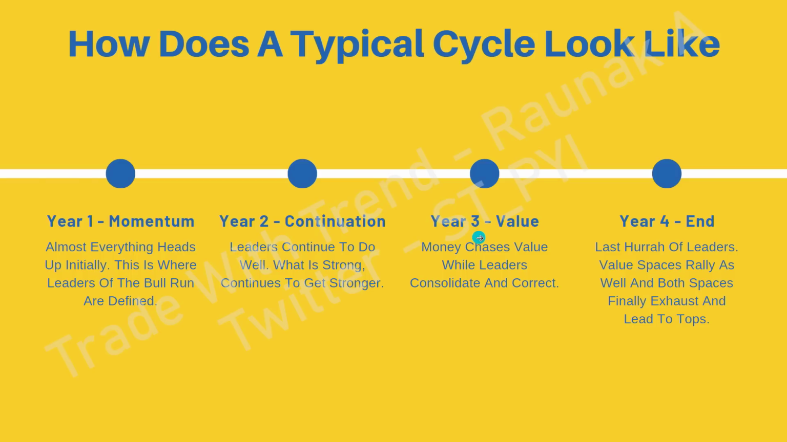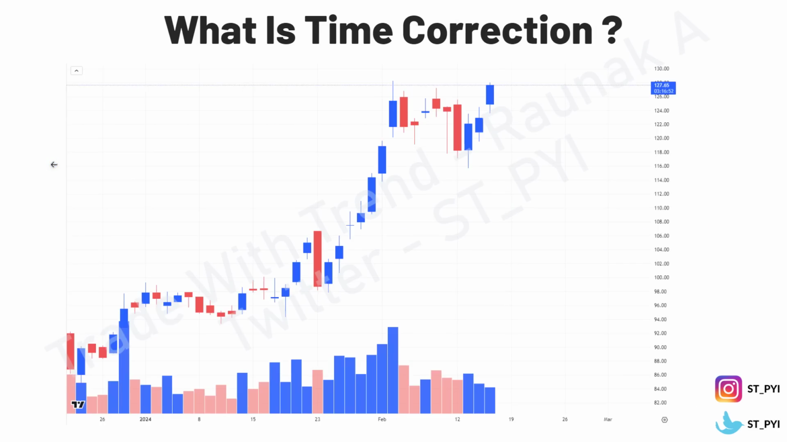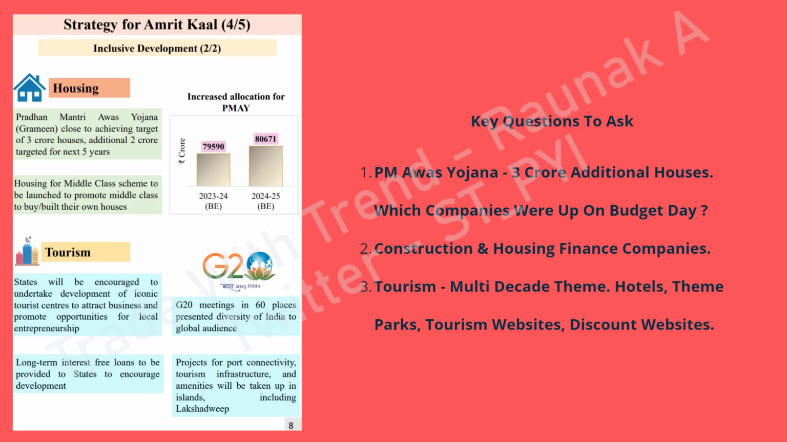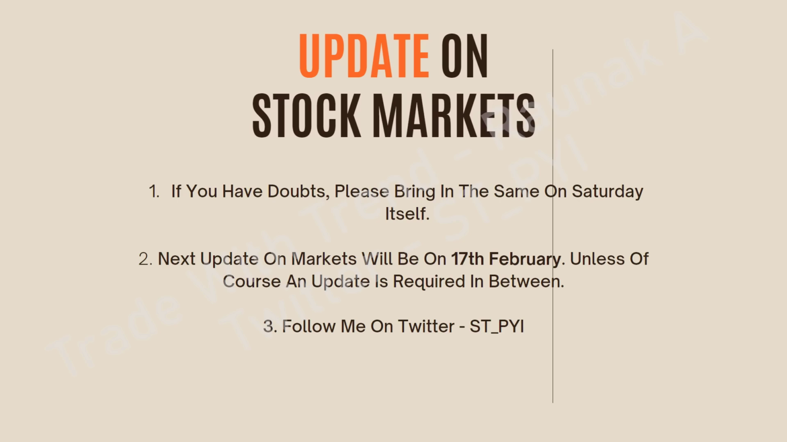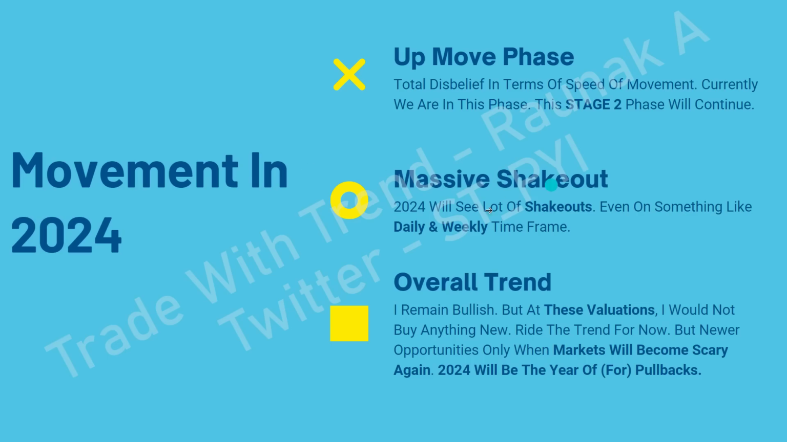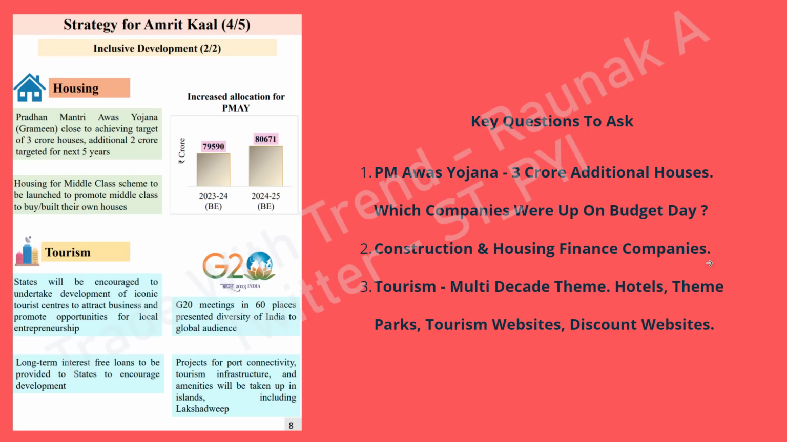The next phase, which I think is December 23 to December 2024, is where money starts chasing value while leaders consolidate and correct. If you go back to my previous videos, I had given out a slide that this is a year where we are going to have a massive amount of shakeout, continuation, on a daily and weekly time frame. It will be a year of pullback. Markets will be scary. What you have seen in the last 15 days is exactly this.